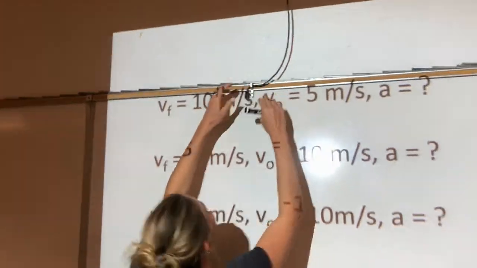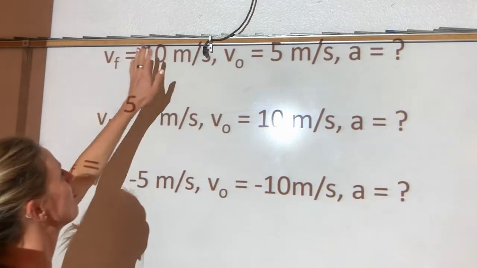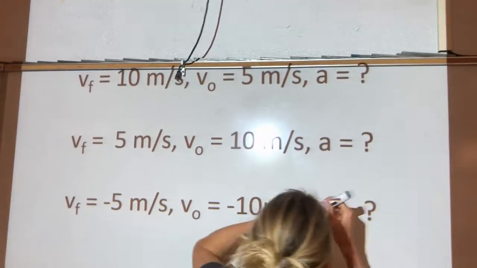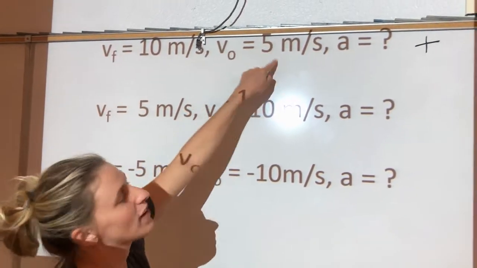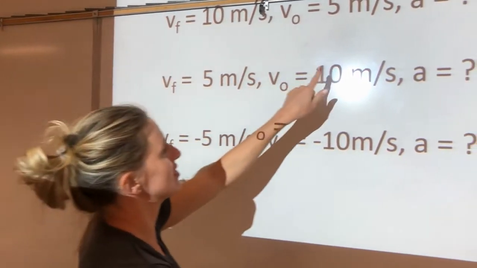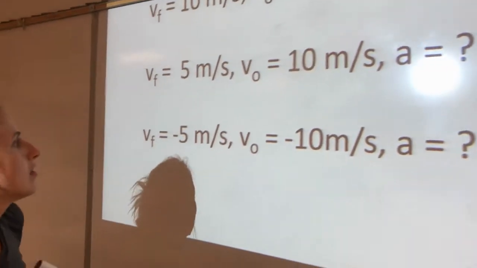Is this going to be a positive or negative acceleration? Final minus initial is going to give us a positive number, right? So our acceleration will be positive, and I'm doing 10 minus 5 in my head. Now this one, 5 minus 10, that's going to give me a negative number, negative velocity, which is going to be negative acceleration. Little minus a big.